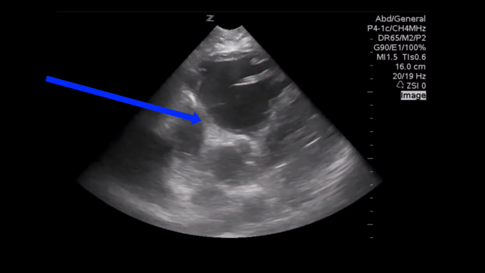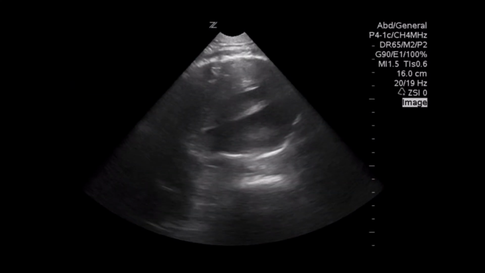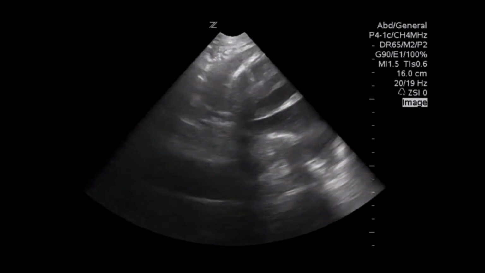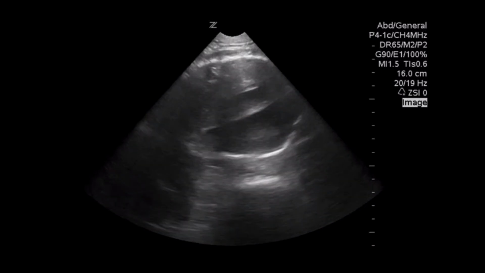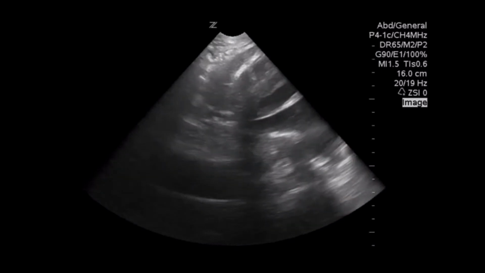This is an aortic dissection. Now here's a giant AAA. It's measuring 8.27 centimeters. It has false and true lumens. It has large clots within it and is at high risk for rupture.